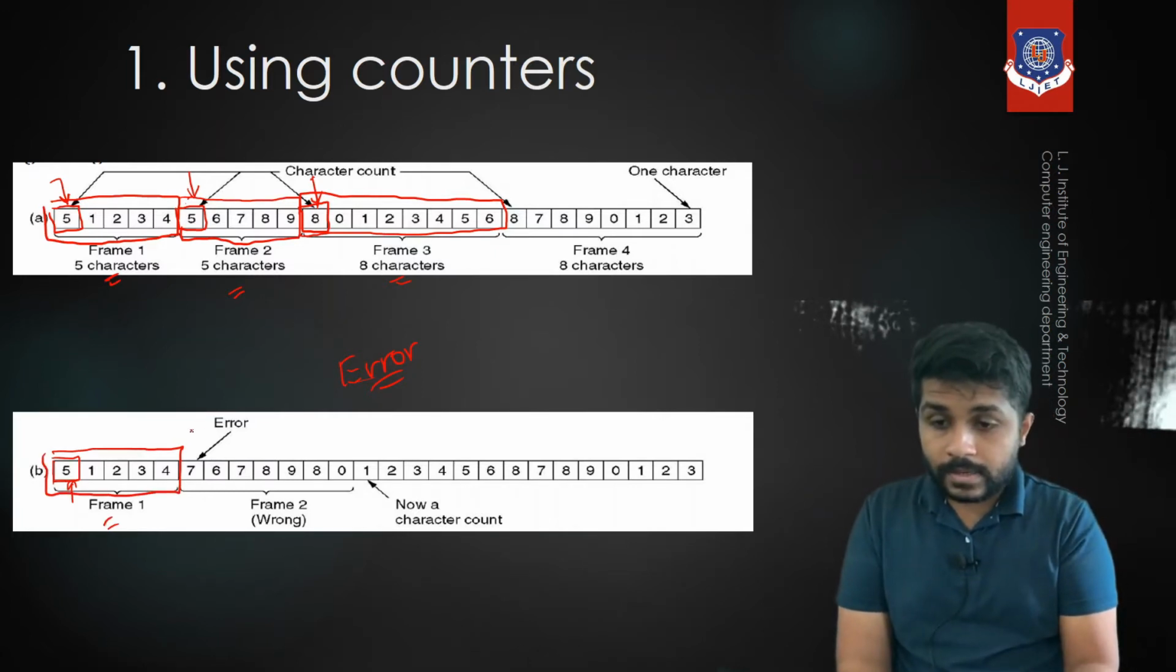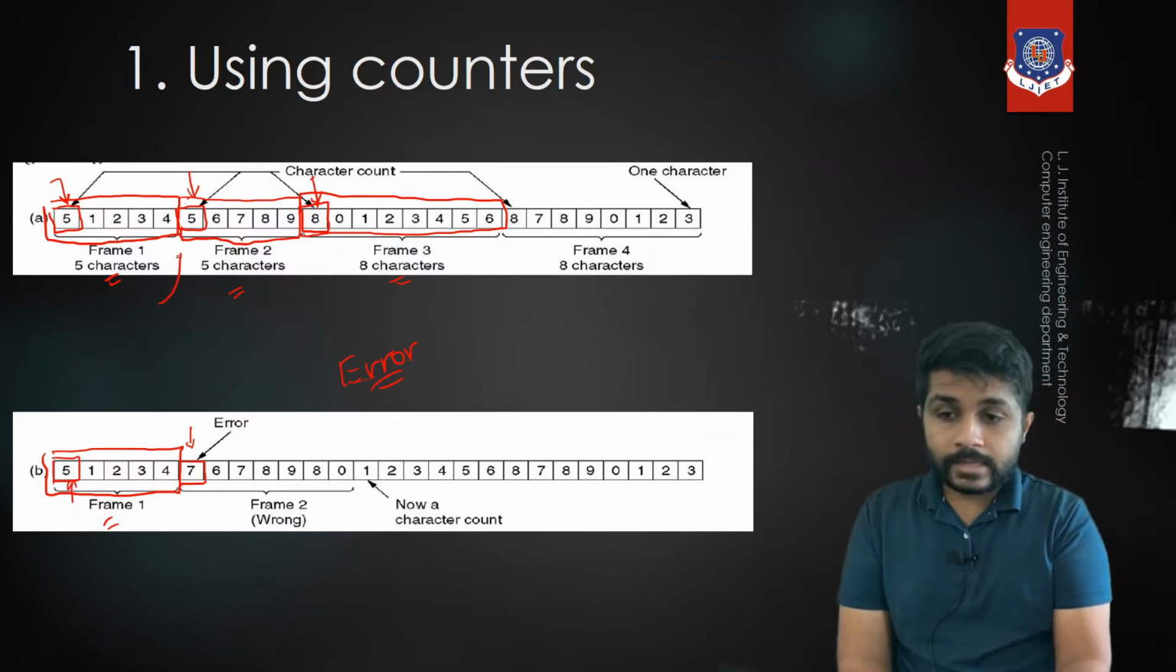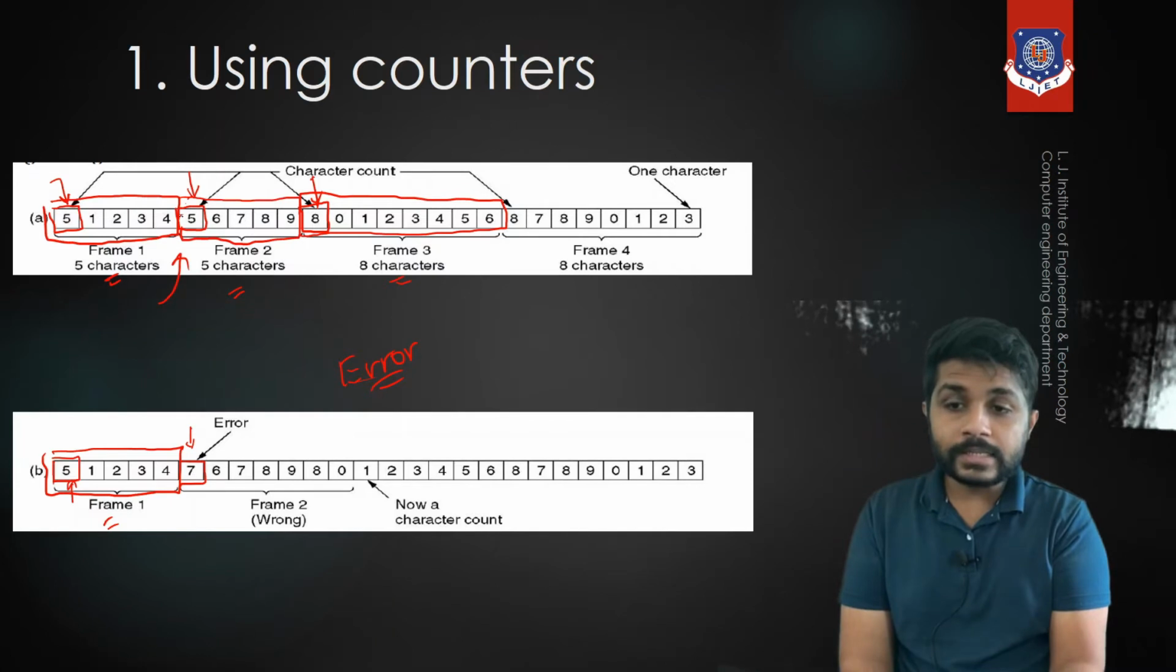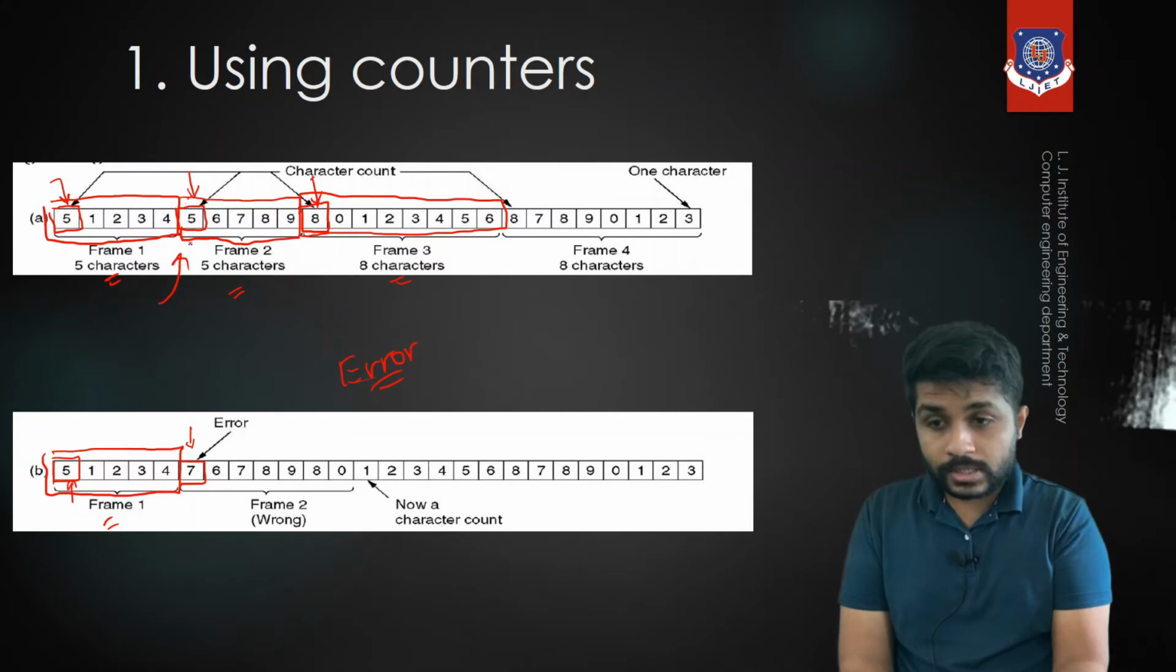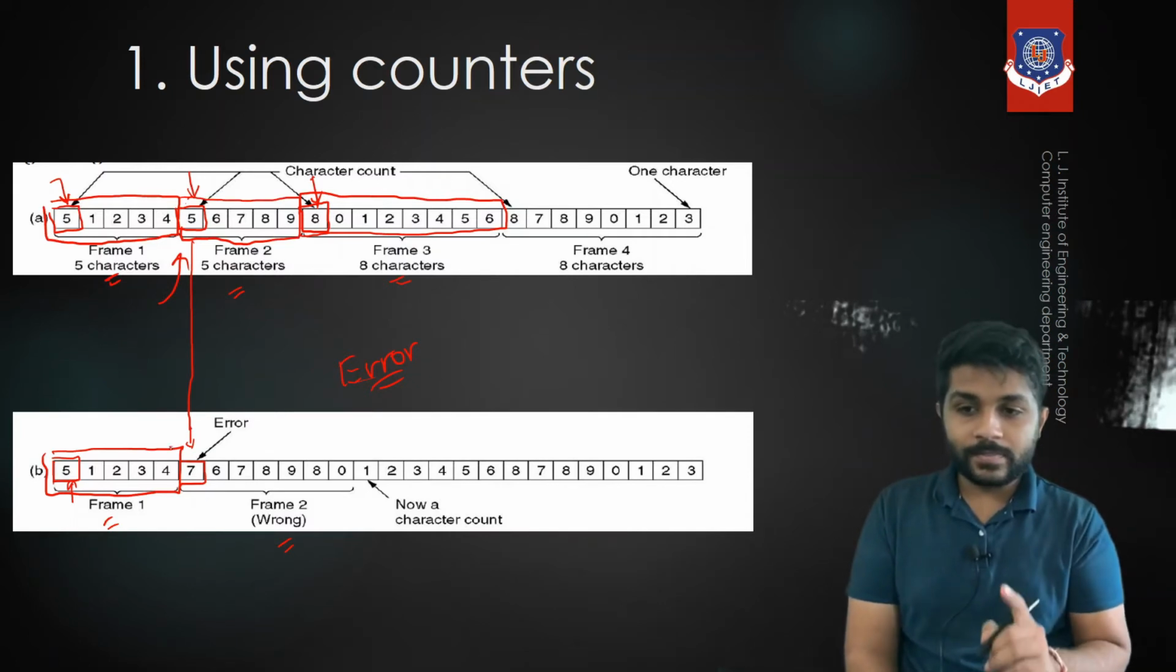Now the receiver is receiving the next character and the value of the next character is 7. But if you see, when the sender sent the data, the first character of the frame was 5. It means in this frame 2 there are a total of 5 characters, and the first character is 5, which indicates the total number of characters in the frame. But because of the noise, the value of the first character of the second frame is changed from 5 to 7. Now it is problematic, right?